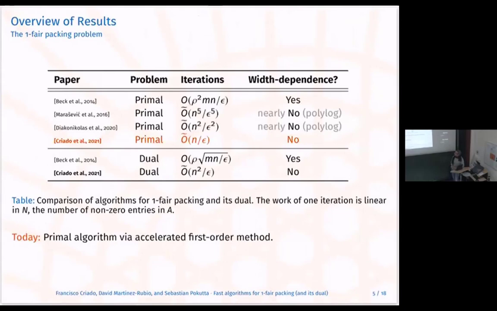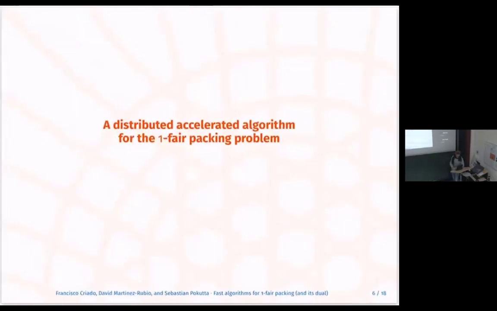Yeah, so that's what we're going to do now. Just for reference, the cost of an iteration here is basically proportional to the number of non-zero entries in your matrix A. All right, let's talk about the algorithm.